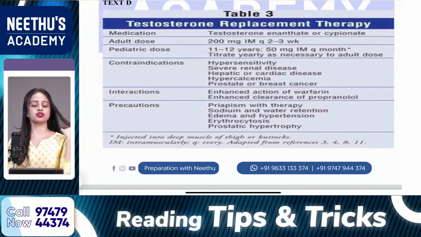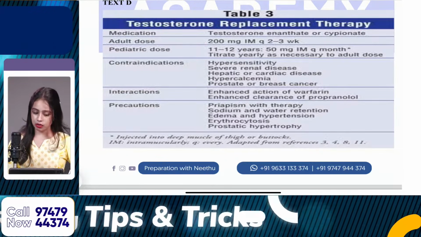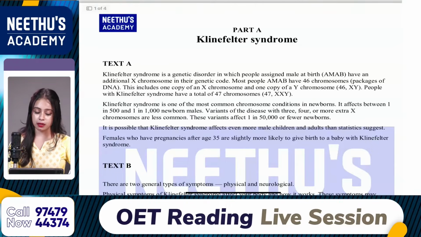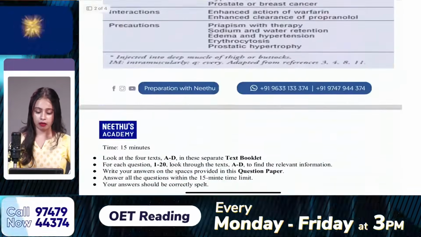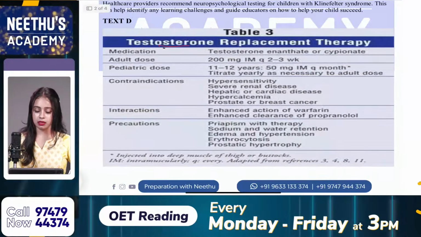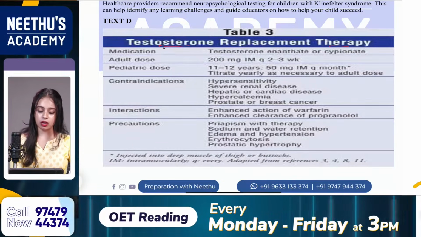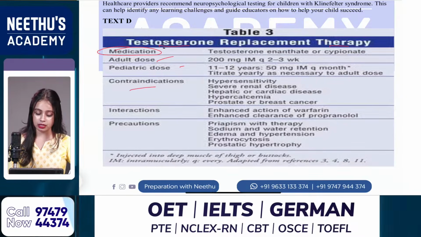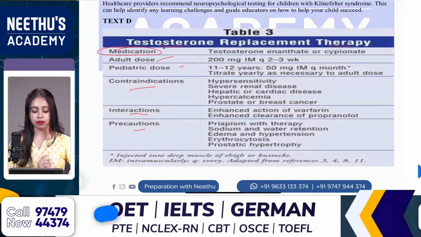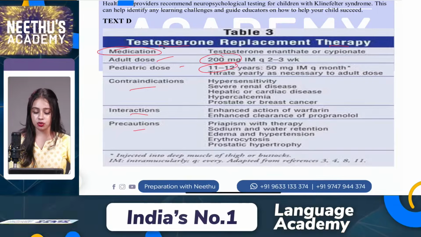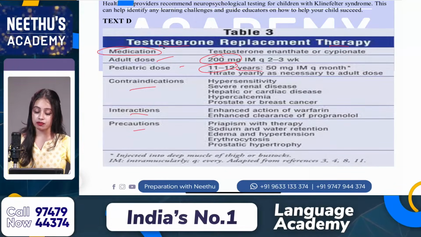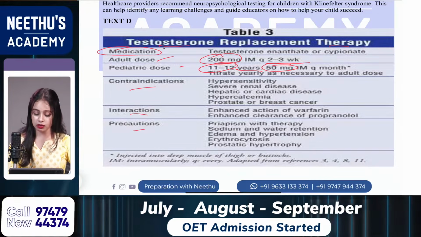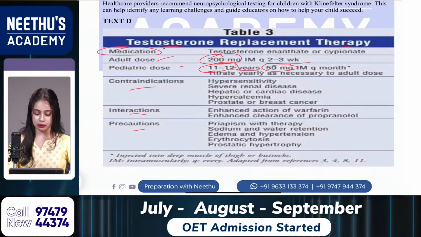As you know, one of the texts will be a pictorial of something. So yes, testosterone replacement therapy. Okay, replacement therapy. And we have a lot of medications mentioned, then pediatric dose, adult dose, contraindications, interactions, precautions. And a lot of numbers, 200 mg, 11 to 12 years, 2 to 3 weeks, and the dose measurement is mentioned. So that's all about text D.